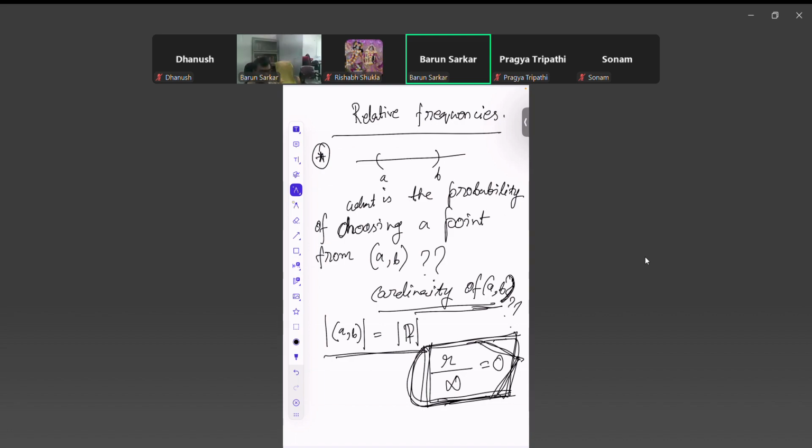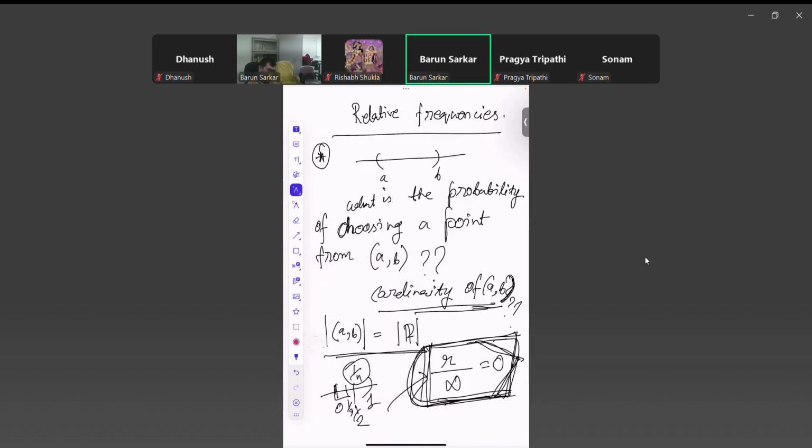But that's not practical, right? That's not the real case. From any interval, for example the interval 0 to 1, the half is always there, one third is there, 1 by n is always there. But this definition gives you the probability of choosing half from the 0, 1 interval as zero, right? Choosing half gives zero. So therefore, there is some problem.